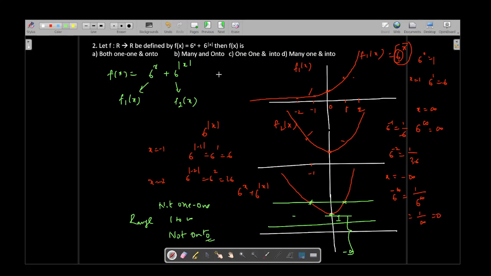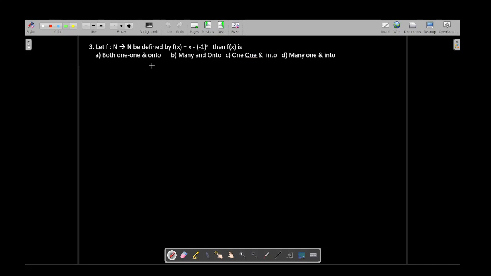So the function is many to one and into. It's not onto, so it is into, and it's not one-one, so it is many to one. So option D is correct. Let's solve one more problem.